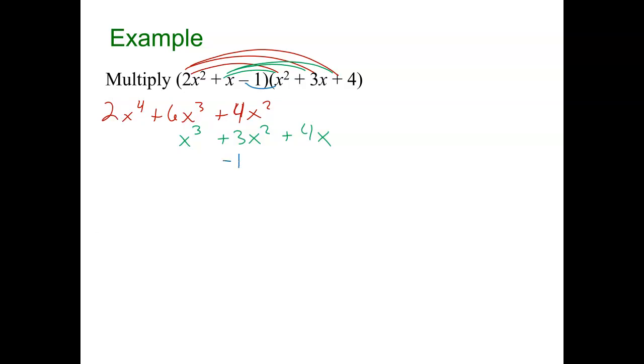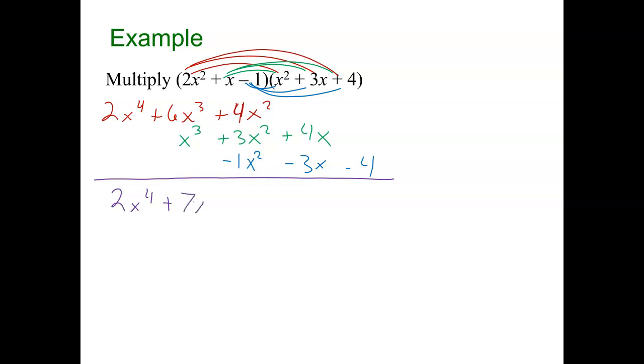Negative 1 x squared, negative 3x, negative 4. And then I've got like terms already queued up and ready to be combined. 2x to the fourth has nothing. 6x to the third plus x to the third is 7x to the third. 4 plus 3 is 7, minus 1 gives me 6. 4 minus 3 gives me 1. And then negative 4.